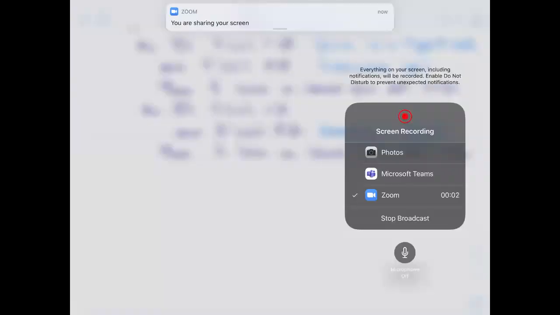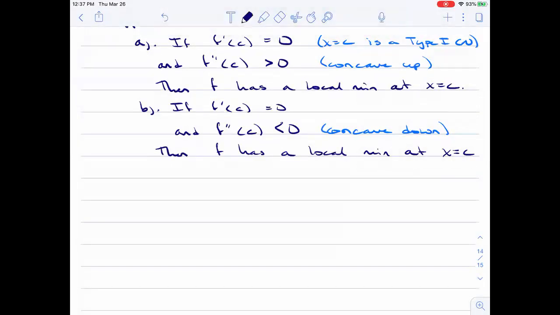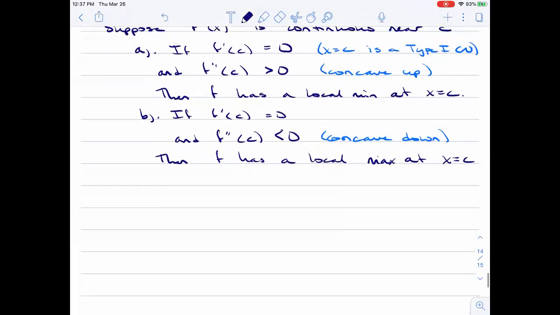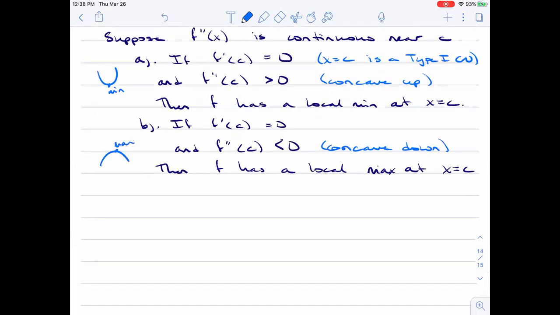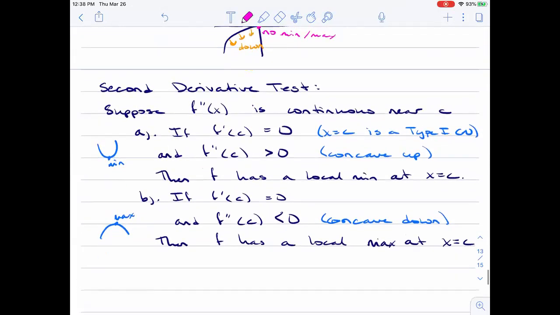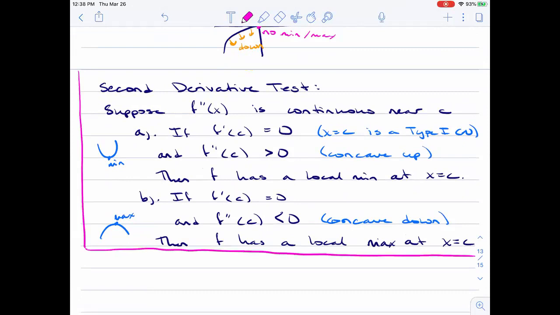Maximum. That makes sense. Okay, we're back. There's a local maximum. Just convincing myself here: if it's concave up, then this must be a minimum. If it's concave down, it must be a maximum. Good. Even though I stumbled here, we'll put a box around the second derivative test because we have to use it.